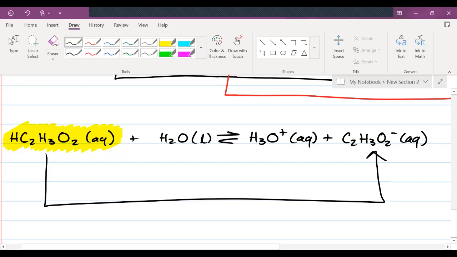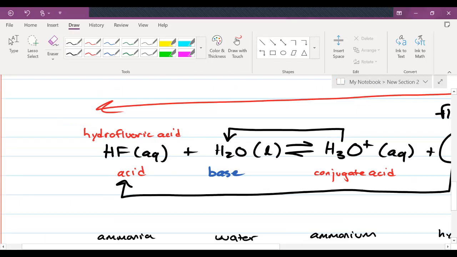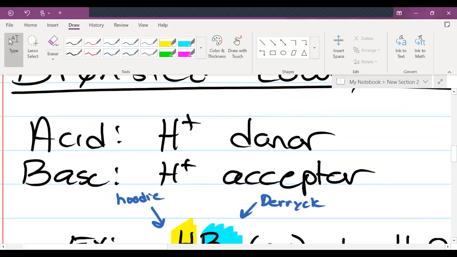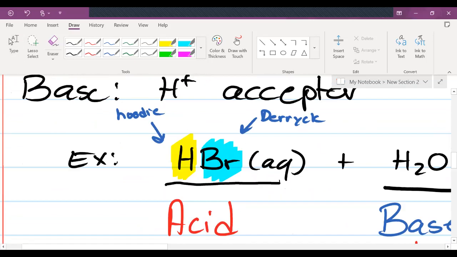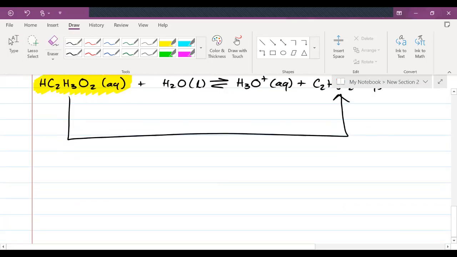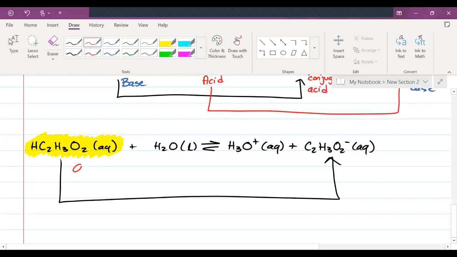Perfectly said. It loses a hydrogen. What do we call something that loses a hydrogen, an acid or a base? Look, there it is. You need to get that in your heads. Hydrogen donor versus hydrogen acceptor. So tell me again. It's an acid. The name of that is called acetic acid.